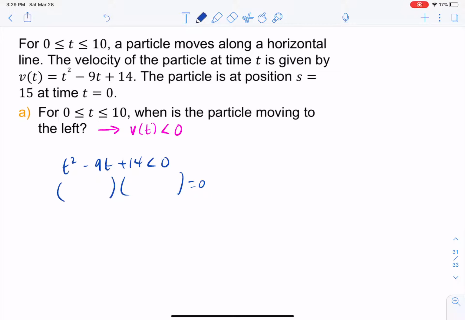In this case, critical numbers are not the same thing as where your derivative is equal to 0. All right, so we got a t here and a t here. We need to multiply up to 14 and add up to negative 9. So a negative 2 and a negative 7 should work. And we have our critical numbers at t = 2 and 7. Now what you do at this point is plot those on a number line: 0, 2, and 7.